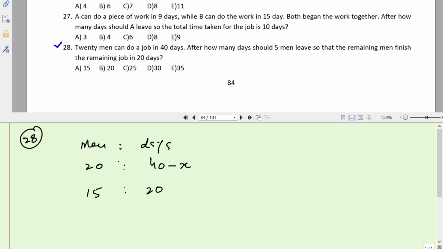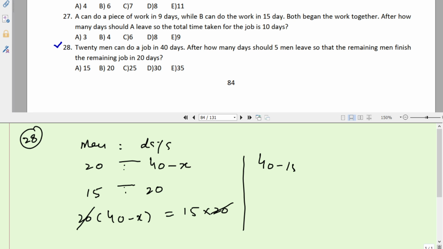This is an inverse relationship, so that's why you put a straight line, opposite multiplication. So that will be 20 times (40 minus x) equal to 15 times 20. You divide by 20 on both sides, you can cross these two values. Now you have 40 minus x is equal to 15. That can be written as 40 minus 15 is equal to x. So this should happen after 25 days.